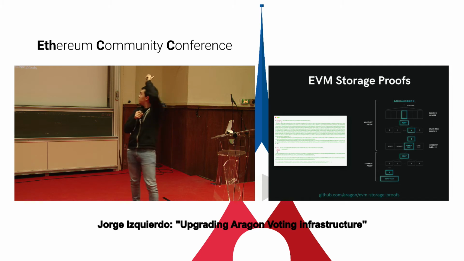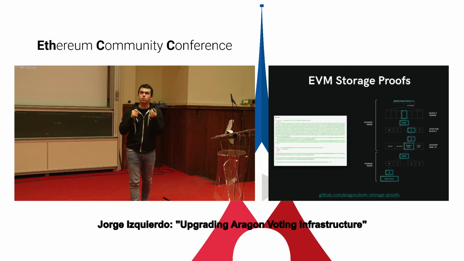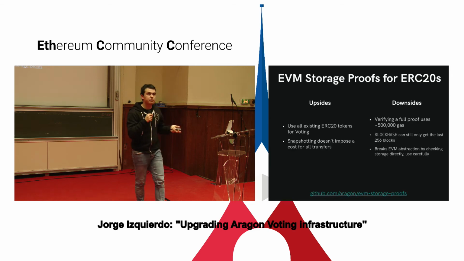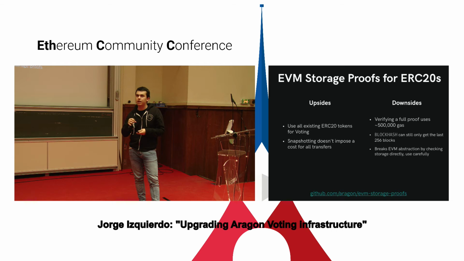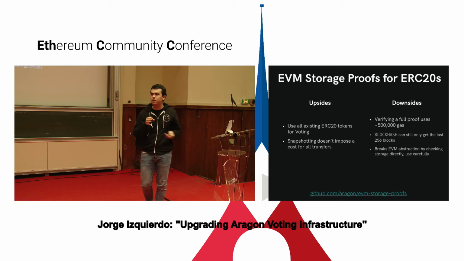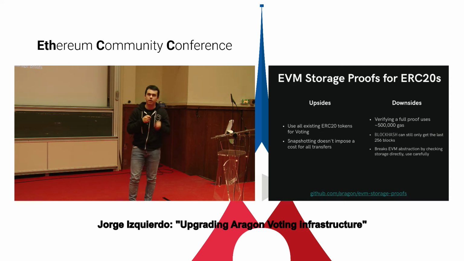You can see on the right, you can't really see, but this is the entire proof that you split in two, and on the left, that you definitely cannot see, are the actual proofs that you submit to the blockchain. The upside of this is that you can take any ERC20 that is already deployed and basically convert it into a MiniMe. You can ask for checkpointed block balances, token balances, and the greater thing is that snapshotting doesn't impose a cost on every transfer.